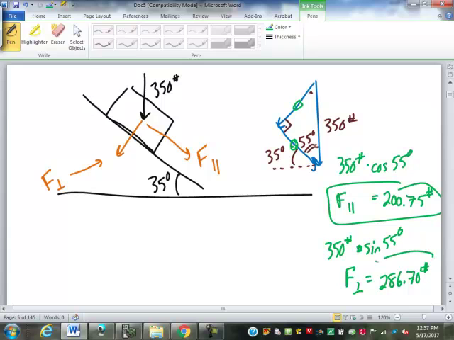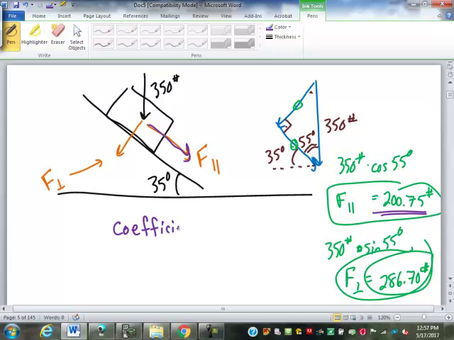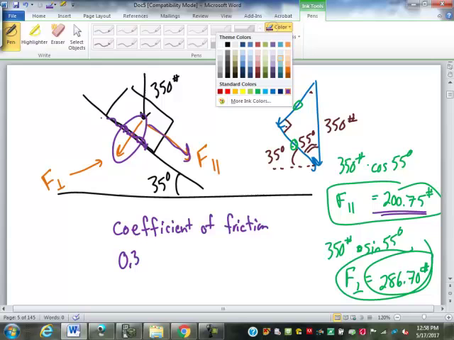Why is this important? Well, this is the force that's wanting to make that slide down here, right? There's something called the coefficient of friction. The coefficient of friction is the amount of friction force that holds that box in place. And that friction force is related to this perpendicular force. Let's say the coefficient of friction is 0.3.